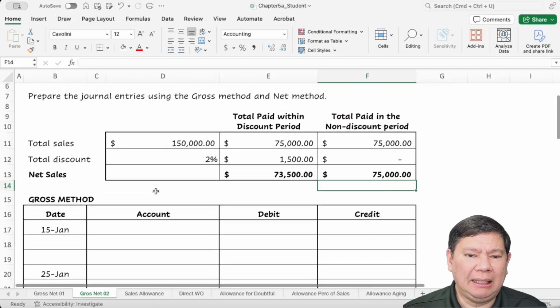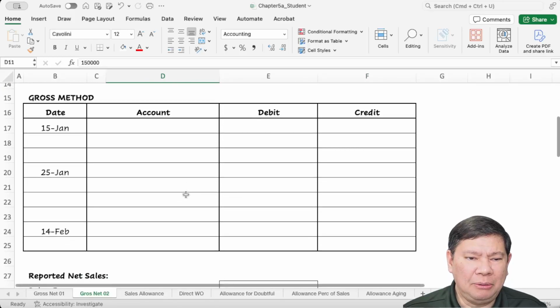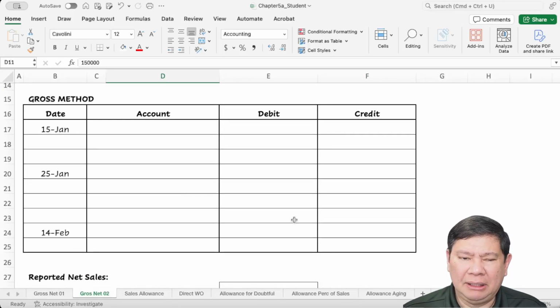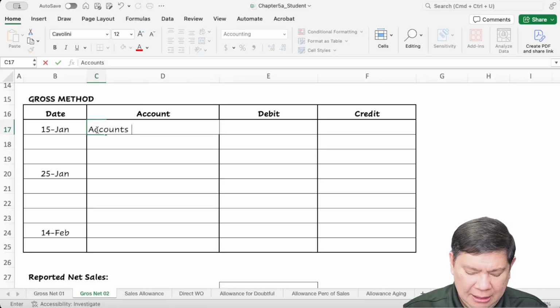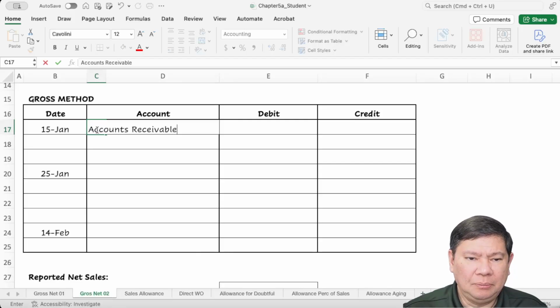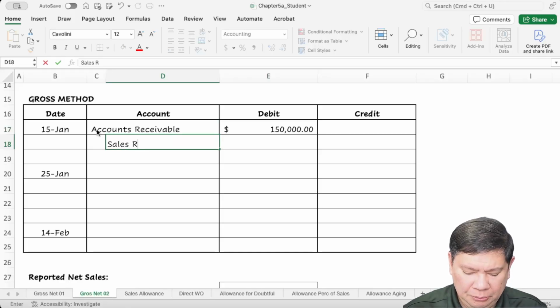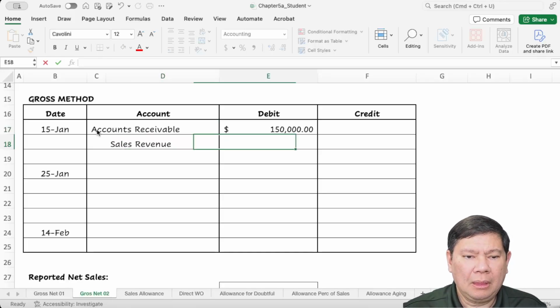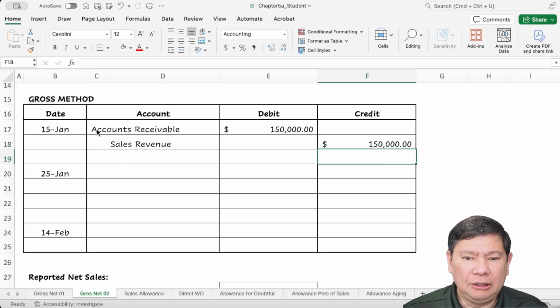With the gross method, we record it based on the gross amount, which is $150,000. Accounts receivable $150,000, sales revenue $150,000. So that's the gross amount.